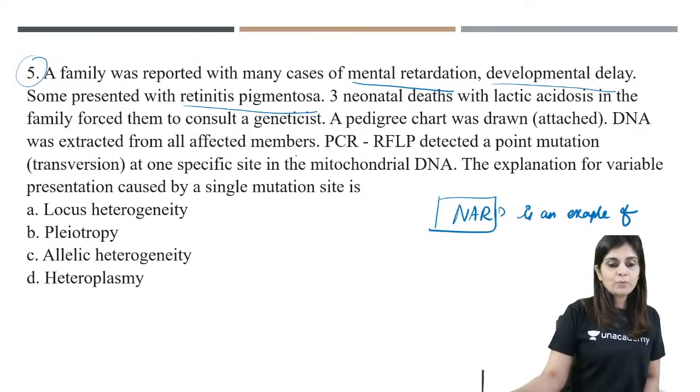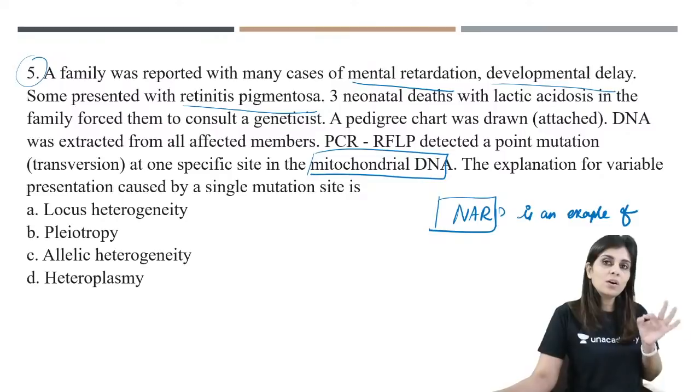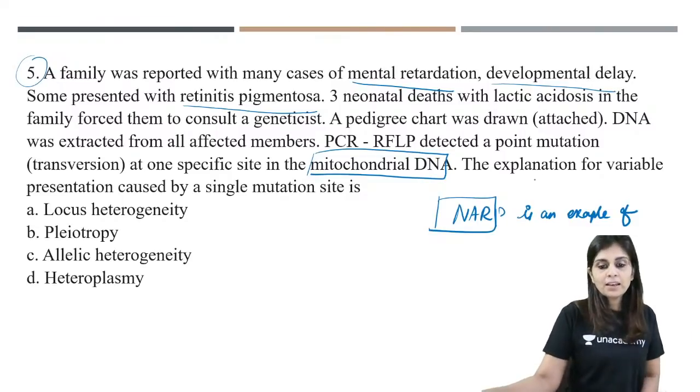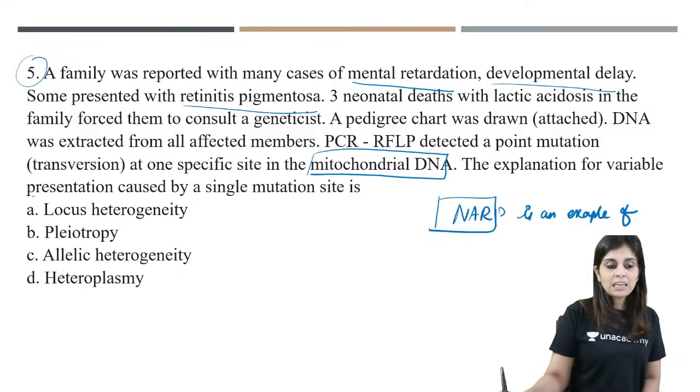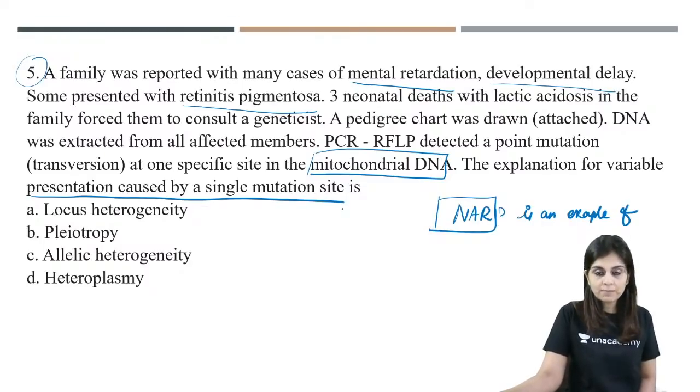DNA was extracted from all affected members. PCR RFLP detected a point mutation at one specific site in the mitochondrial DNA. Yeah, this is a clue that is given to you. It's a mitochondrial DNA mutation. The explanation for variable presentation caused by a single mutation site is.